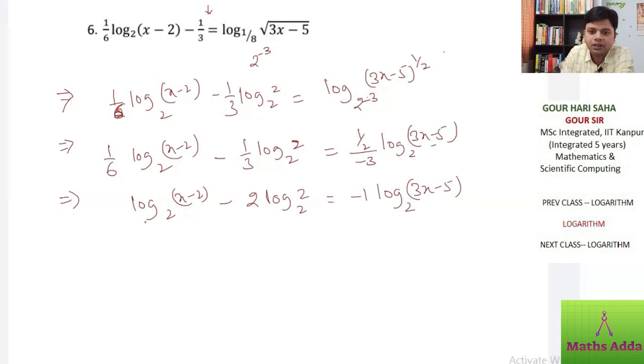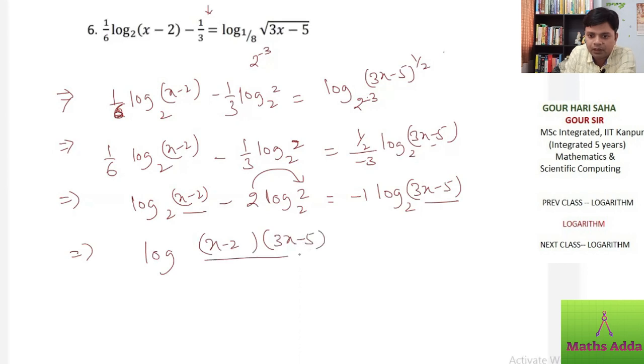I have just simplified it. Right now all are having base 2. Bring this term inside, it will become easier. So now bring all terms to one side, and plus goes to the numerator and minus goes to the denominator. When it comes this side, it becomes plus, right? So this term will go to the numerator, this to the numerator, and this will go to the denominator, 2 to the power 2. It will become log of x minus 2 into 3x minus 5 divided by 4 is equal to 0.